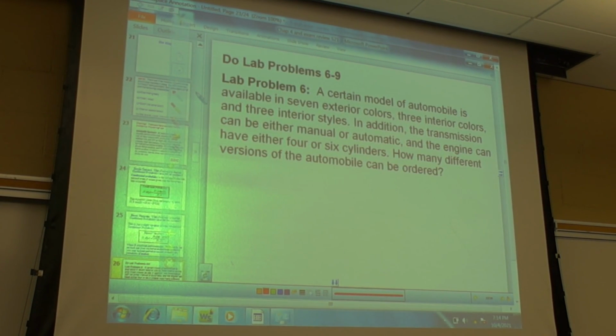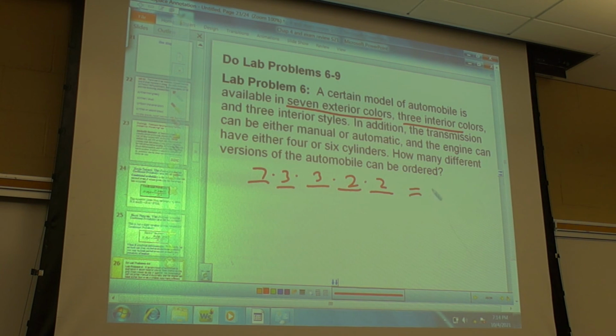All right, so this one we actually did in class, so maybe I'll skip this one. All right, so 7 exterior colors, 3 interior colors. So I'm making choices. I'm picking an exterior color, an interior color, interior style, a transmission and an engine. So I'm making 5 decisions. 7 options for the first, 3 for the next, 3 for the next, 2 for the other 2. So you guys end up getting 252. Great. Next one.